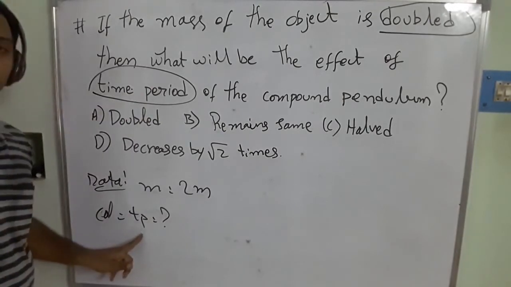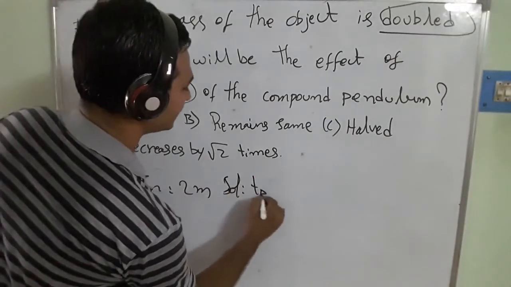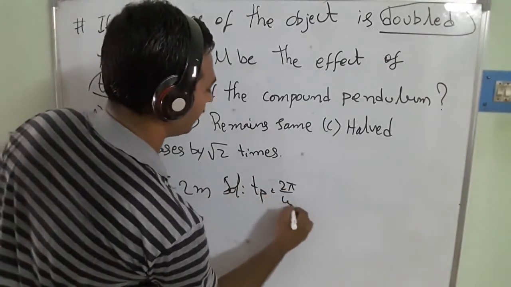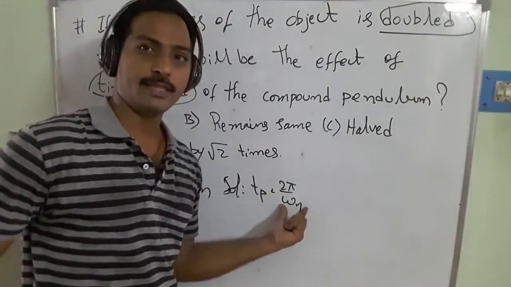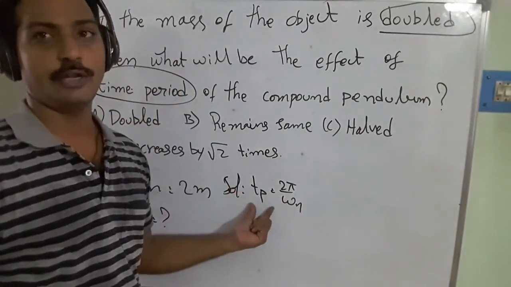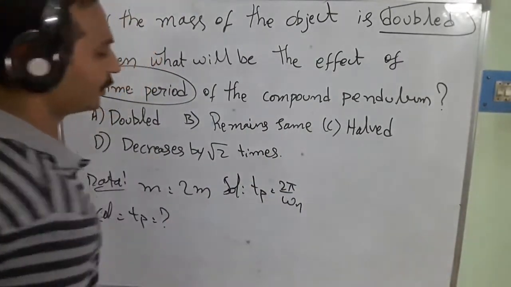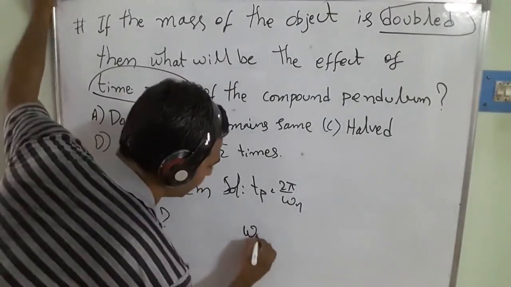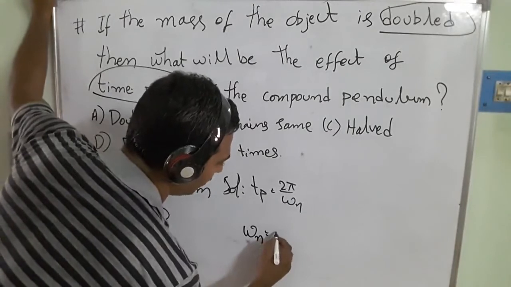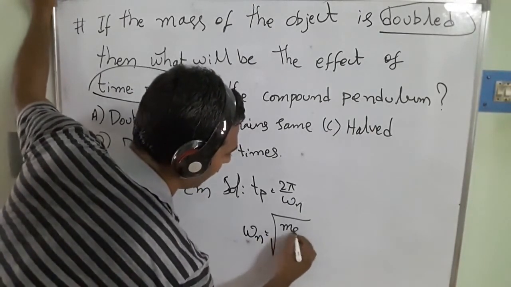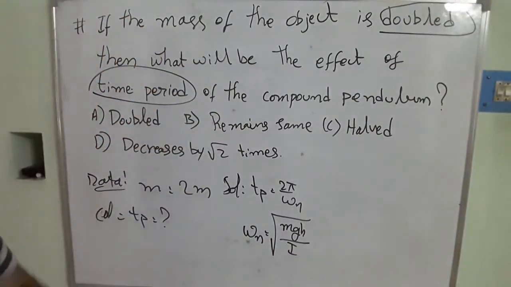What is the formula we have? The time period Tp is equal to 2 pi by omega n. So if I have the value of omega n, then I can say how much time it will take when the mass is doubled. Then omega n, the circular frequency, is equal to the square root of mgh by I. This is the formula we have taken.